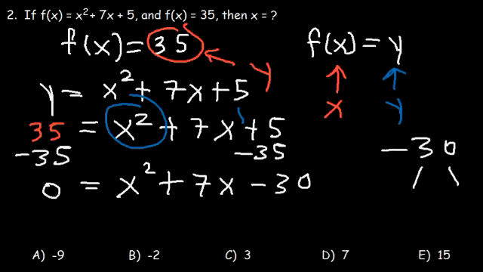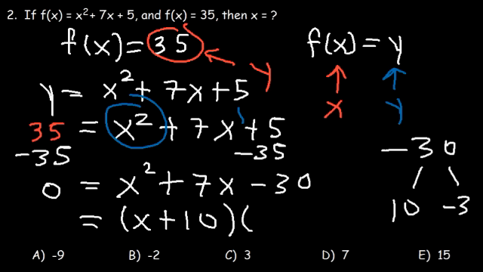What are two numbers that multiply to negative 30 but that add to 7? The two numbers are positive 10 and negative 3. 10 plus negative 3 is positive 7, but 10 times negative 3 is negative 30. So in its factored form, it's going to be x plus 10 times x minus 3.